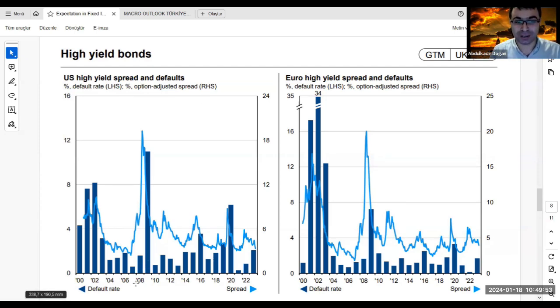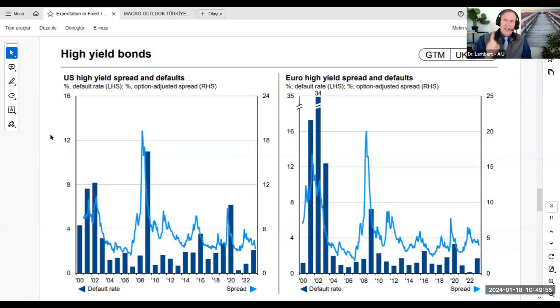As you see here. Abdulkadir, a question. Yes. So if you live in a country with high inflation, you're tempted to take those high yield bonds, right? Yes, exactly. Is that a trap?